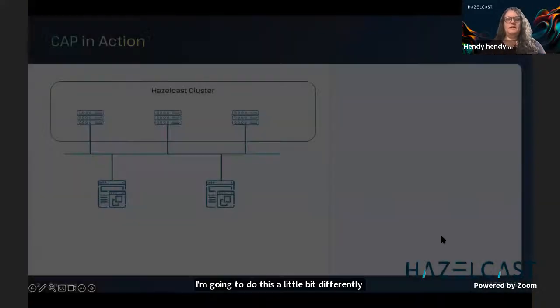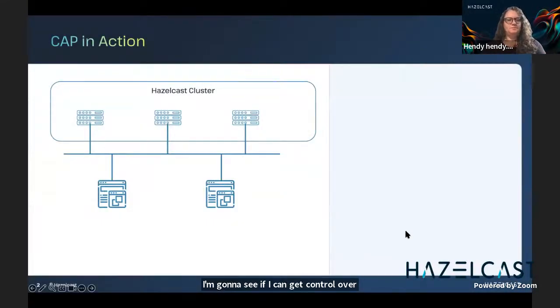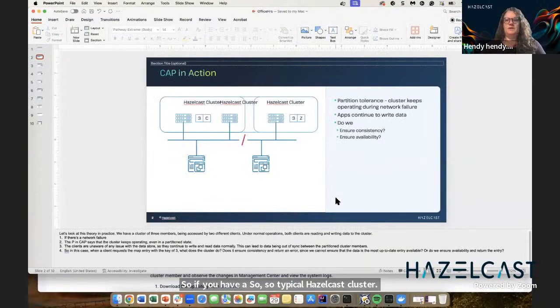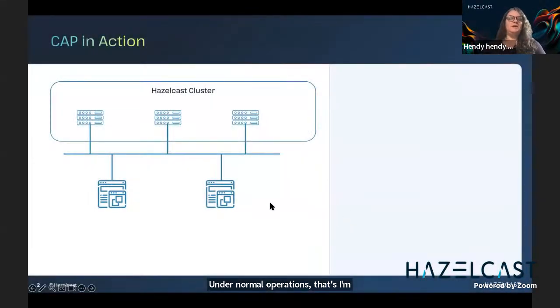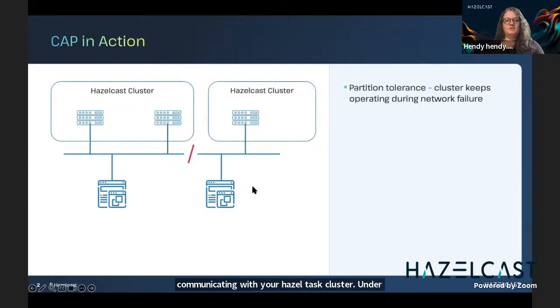I'm going to do this a little bit differently. So I'm going to see if I can get control over this. Okay, this is a typical Hazelcast cluster. I'm going to be clicking back and forth here, guys, because I want to show the slide builds. So under normal operations, you've got three cluster members and 2 client applications that are communicating with your Hazelcast cluster. Under normal operations, everything is fine. The different clients are going to be talking to one another.